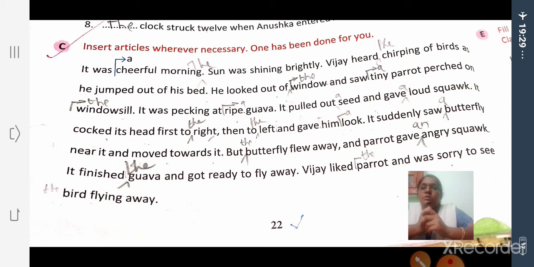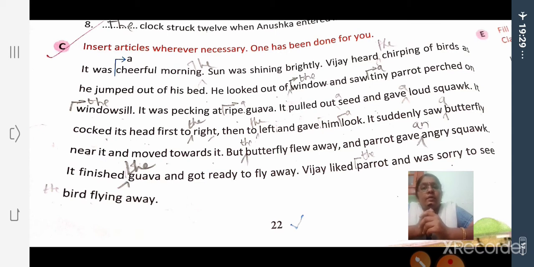It was a cheerful morning. കണ്ടോ ഇവിടെ ഒരു ആർട്ടിക്കിൾ ഇല്ല, so here the article a is inserted. So it was a cheerful morning. Then sun was shining brightly. Here the sun, only one of a kind. So the sun was shining brightly.